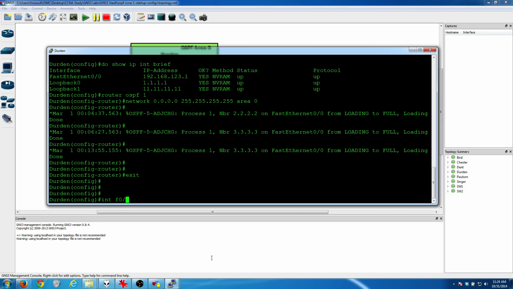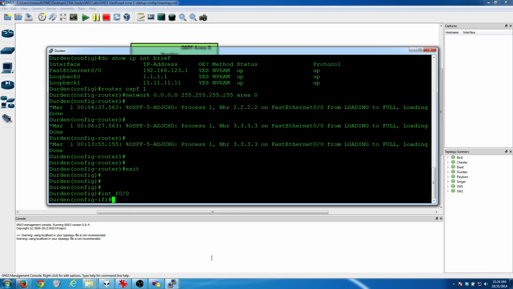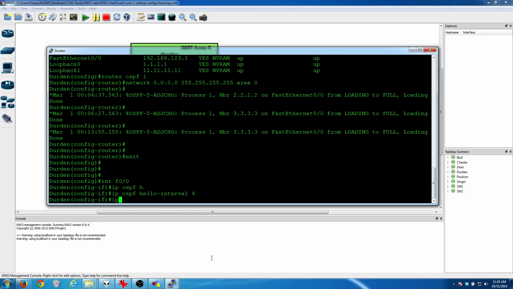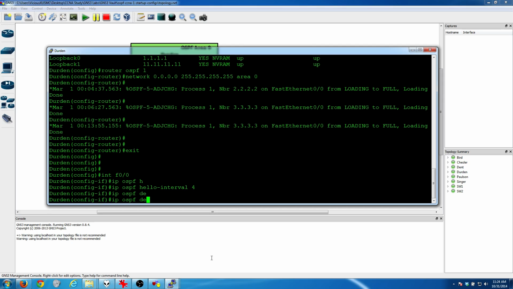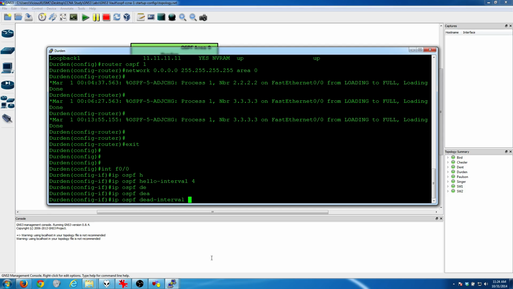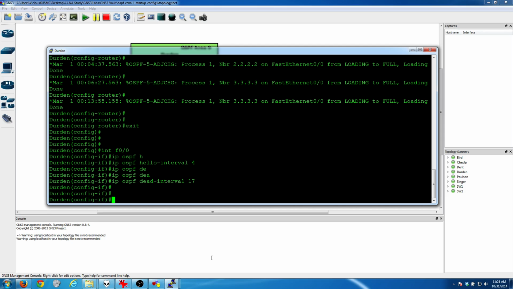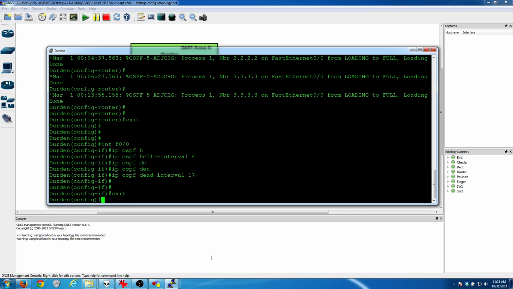Interface fast Ethernet 0/0, IP OSPF hello interval, and they wanted 4 seconds. IP OSPF dead interval, and that was 17 seconds. So that interface is done, and that will break the adjacencies on that router here shortly.